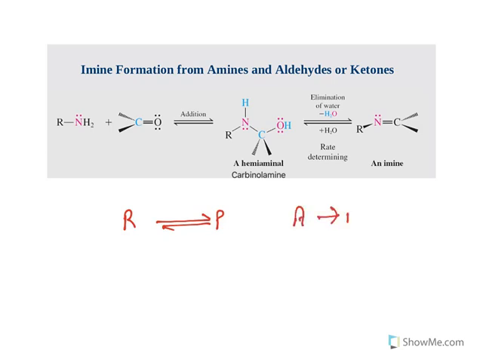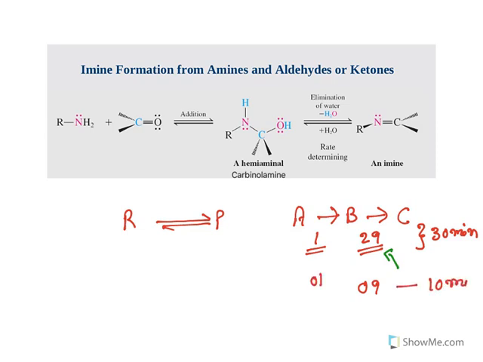Let's say A is getting converted to B, B is getting converted to C. Now A to B takes 1 minute, whereas B to C takes 29 minutes. So what is the total time taken for this reaction? Total it takes 30 minutes. Out of this A to B is only 1 minute, but B to C takes a lot of time. Now imagine by adding a catalyst, if you reduce this 29 minutes to 9 minutes, then total reaction time becomes only 10 minutes. So the total reaction time is reduced by reducing the reaction time of this step.